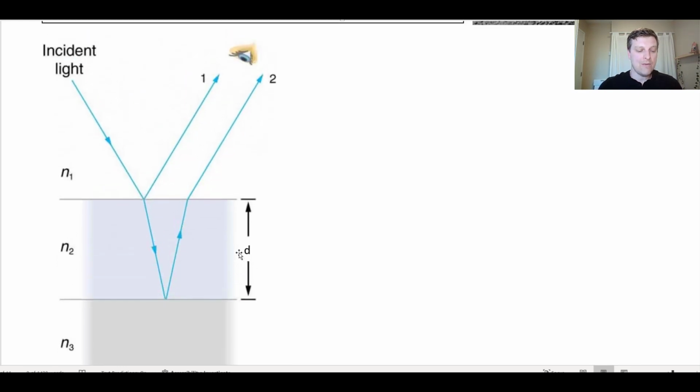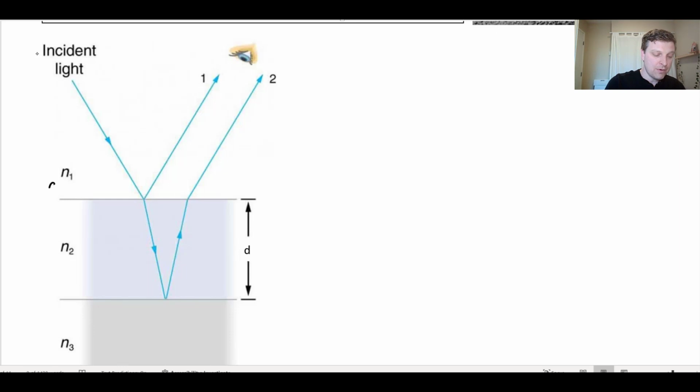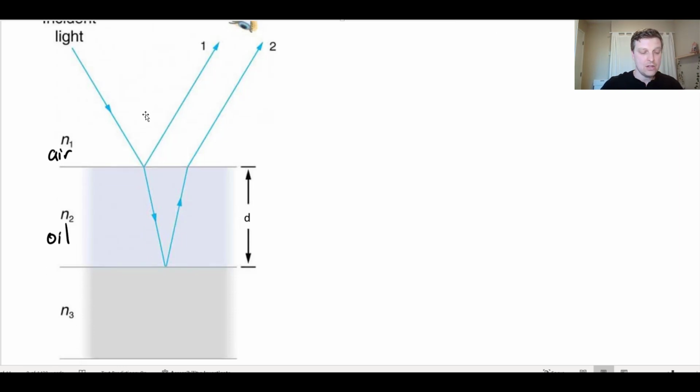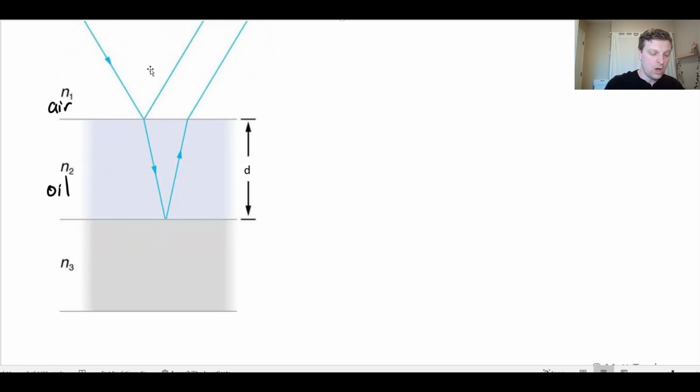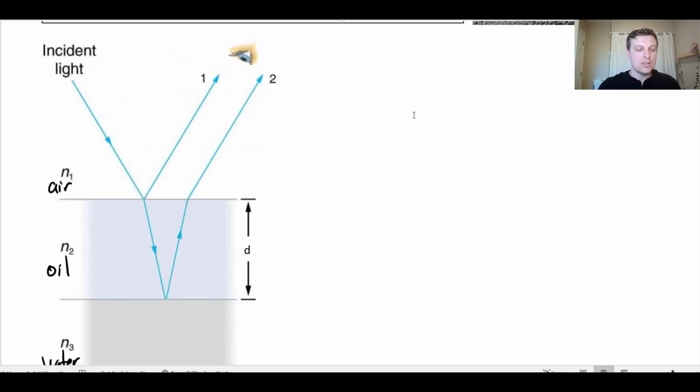So what we have is light coming in, and this incident light is going from air into oil and then eventually into water. And then of course, at the bottom here is asphalt. Light that hits asphalt is going to mostly absorb, so we can just ignore what happens after that point.